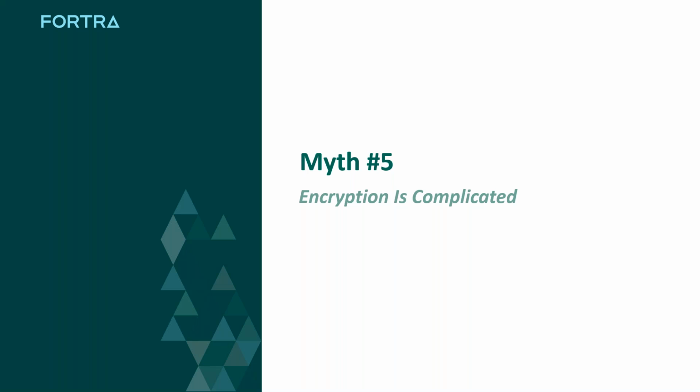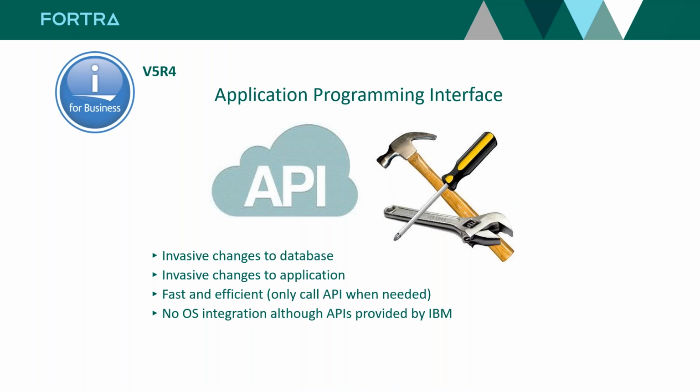Myth number 5, encryption is complicated. It certainly seems like it is, based on the fact that IBM added some APIs that can allow for encryption. But the way these APIs work, allowing for those encryption and decryption functions, it does rely on some changes to the system. When you're doing that API programming, it relies on the database structure supporting the format of the data in its encrypted state. That can actually require changes to the length and character set of the field, which is definitely invasive. The API calls are also only made when the data is accessed.